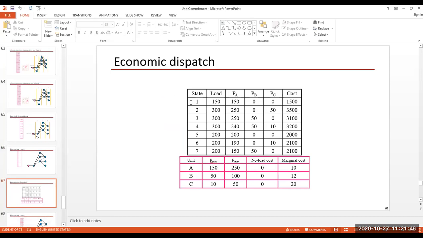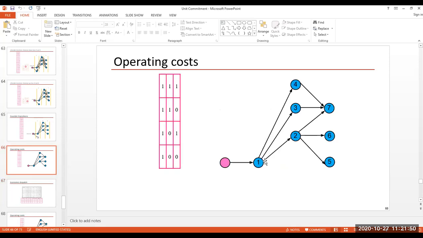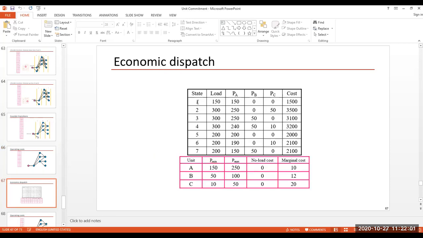So how many states do we have? Or how many nodes basically do we have remaining? We have 7 total: 1, 2, 3, 4, 5, 6, and 7. Out of these 7, the first node belongs to our number 1. So this one basically only covers a load of 150 megawatts, which is the load for our number 1.